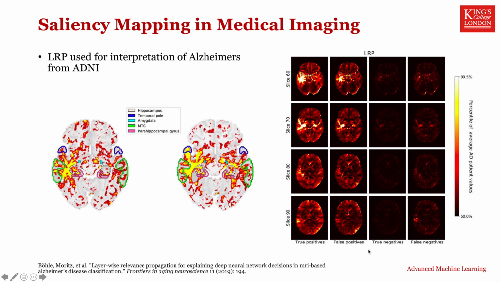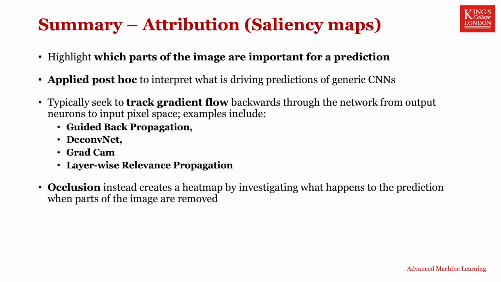So, in summary, saliency-based approaches for model interpretation seek to generate heat maps which highlight which areas of an image are most important to a prediction. They are applied post hoc and so don't require any specific design of network, and with the exception of occlusion are tracking the backwards flow of gradients through the network to find which features of the image contributed the highest weight to the prediction. By contrast, occlusion simply works by investigating what happens to the prediction when parts of the image are removed, and so it can be a rather computationally heavy but still effective approach.